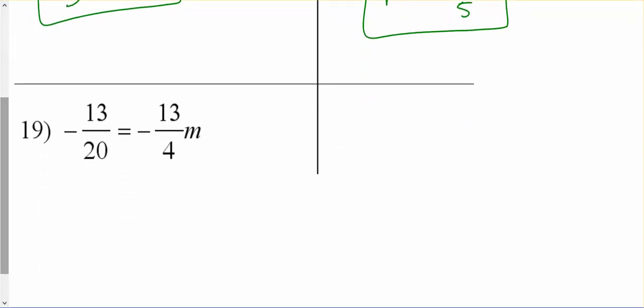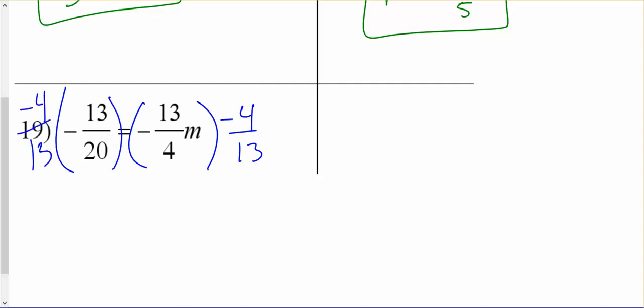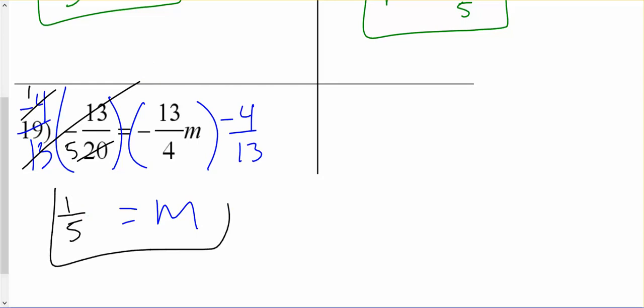19. What's the reciprocal of -13/4? It would be -4/13. Multiply by -4/13. Well, we can look at the right side. It's going to simplify. So we'll be left with 1m. 2 negatives here, so I'm going to forget about my negative because 2 negative factors make a positive. And now we're just going to simplify. So 4 goes into 25 times. 4 goes into 4 once. 13, so this is 1/5.